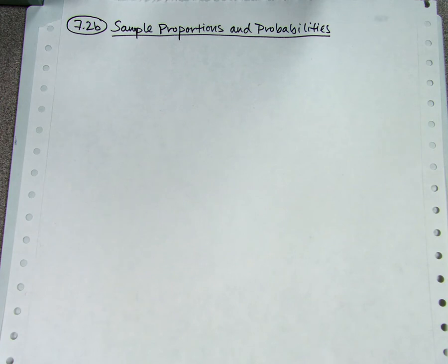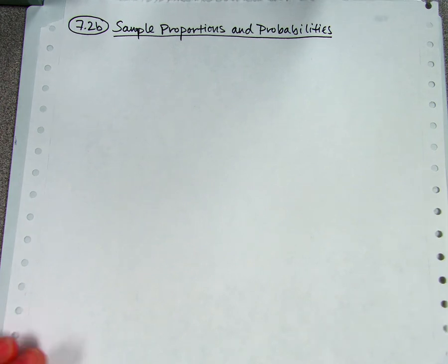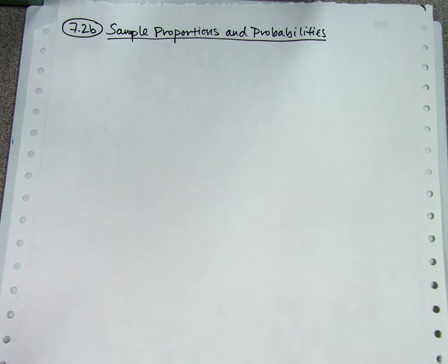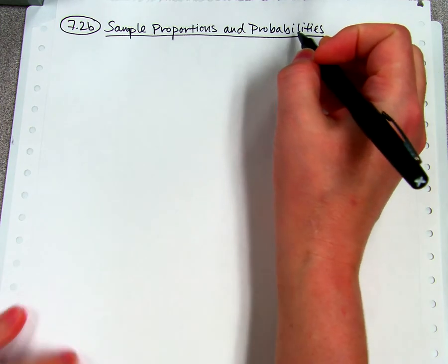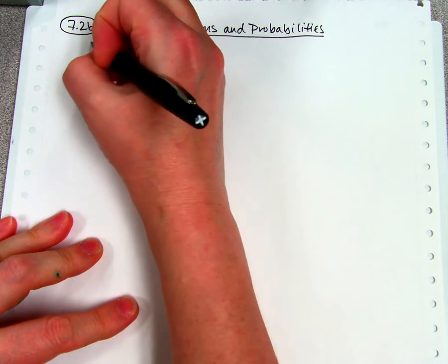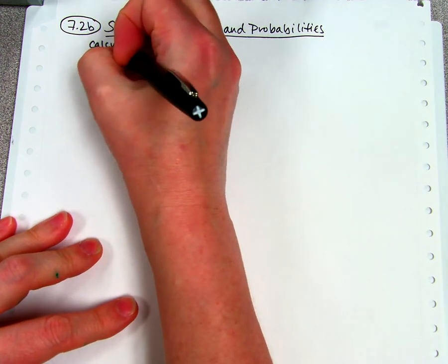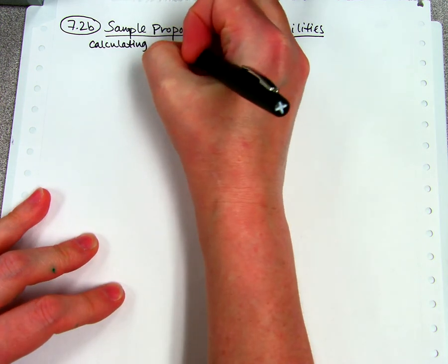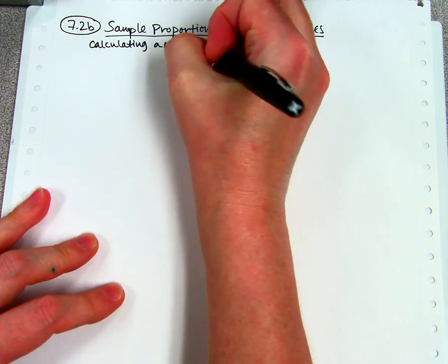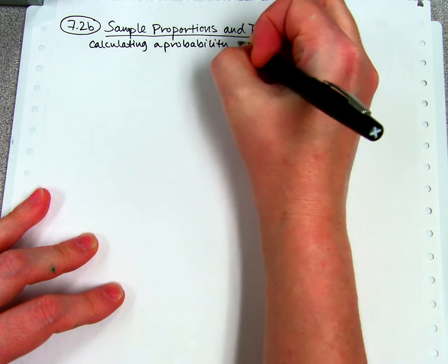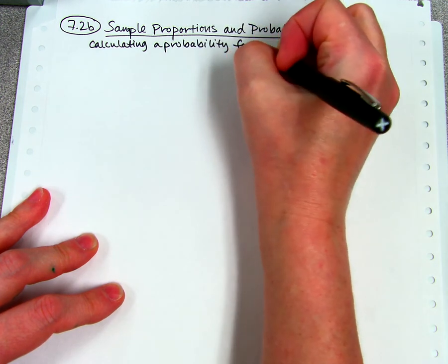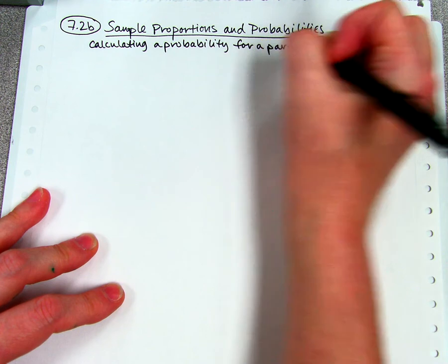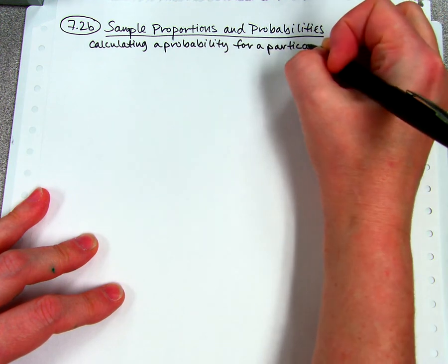Hello, stats class. Here is lesson 7.2b, which is continuing the idea of sample proportions, but now we're going to switch to doing probabilities for those sample proportions. So let's talk about how to calculate a probability for a particular p-hat or a particular sample proportion.